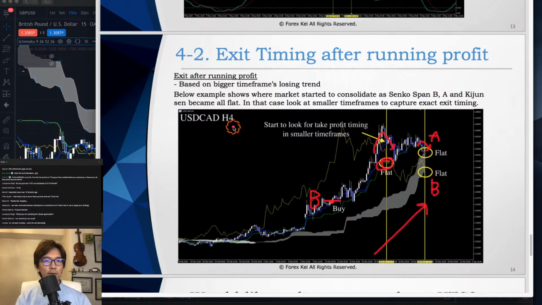And this is based on the 4-hour chart, because in this chart example, on this 14th page, this is uptrending. I confirm the uptrend based on the 4-hour. If I confirm the uptrend based on the daily chart, then I will follow the daily chart trend, and as long as the daily chart is moving up, I will just keep running the profit. But if the daily chart becomes flat, then I look for the exit timing at that time by looking at the lower time frames.